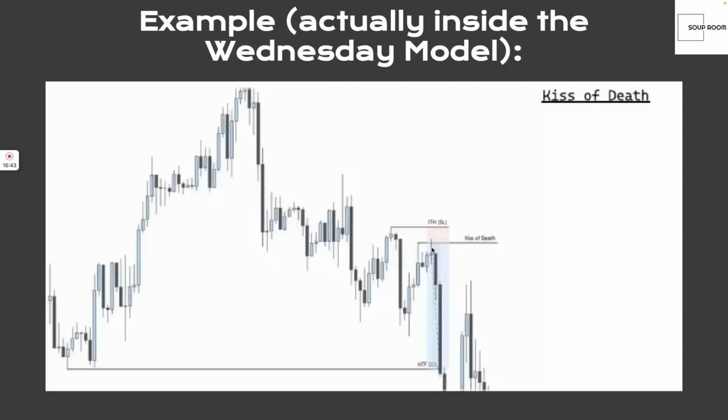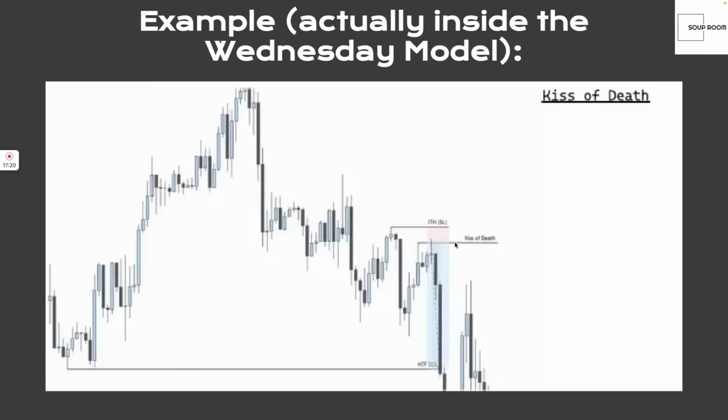As I mentioned before, the kiss of death usually expands very quickly. It happens when the draw on liquidity or the key level has not been tapped yet. So price soups Monday's high on Tuesday. That's the manipulation event. And on Wednesday, we are distributing lower. Price has still not yet hit Monday's range low. We are coming back up.